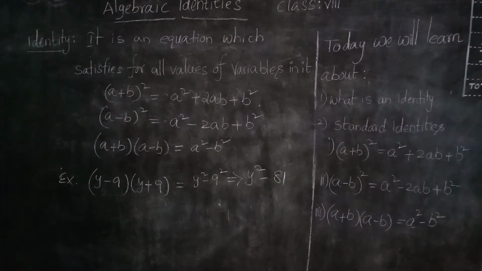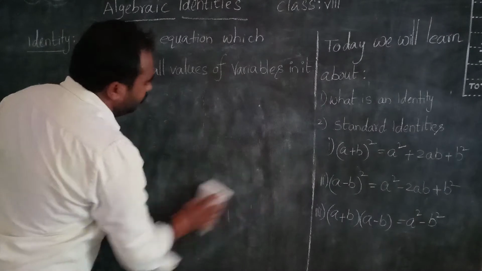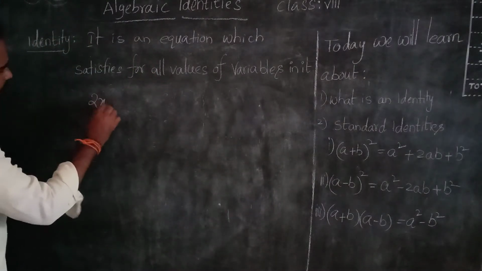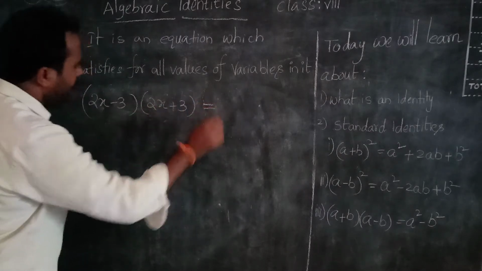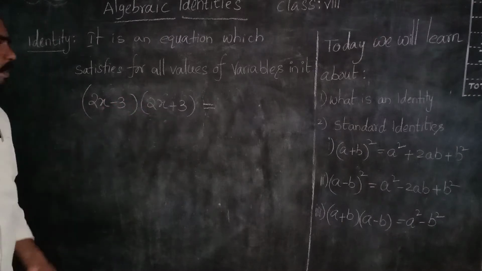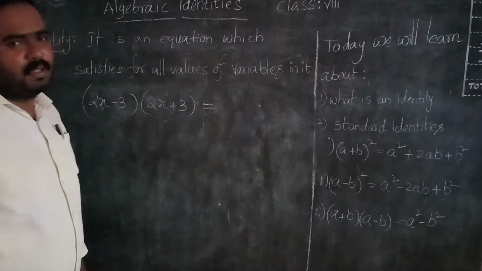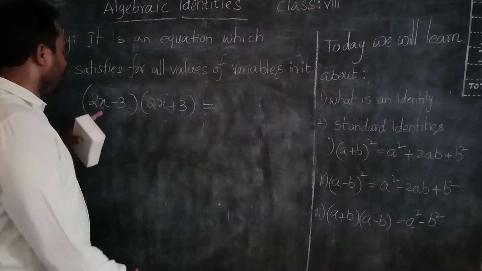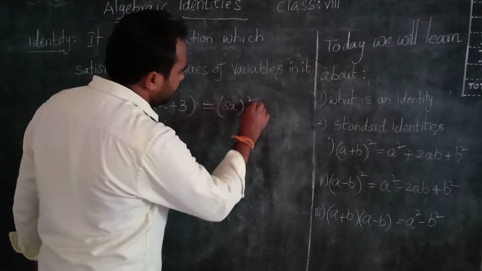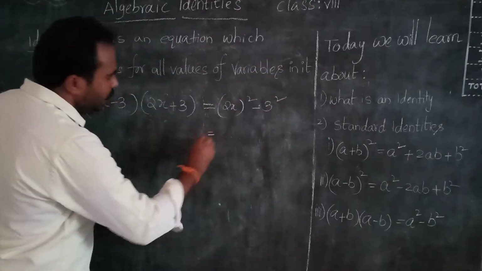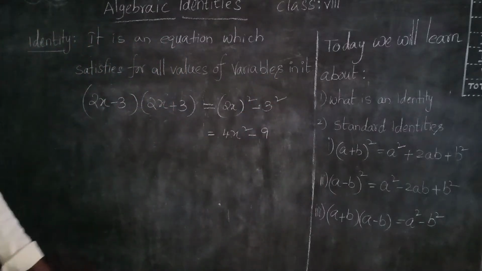And one more example we will do. What is that one more example? Simplify 2x minus 3 into 2x plus 3. So again it is in the form of a minus b into a plus b. Here a value is 2x, b value is 3. So a plus b into a minus b is equal to a square minus b square. So here 2x minus 3 into 2x plus 3 is equal to 2x whole square minus 3 square. 2x whole square value 4x square minus 9. 4x square minus 9.